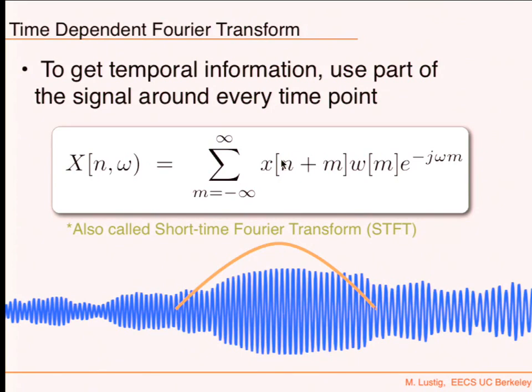So do these windows overlap? In this case, they do overlap, because we're just counting by ones. This is why it becomes a mapping of n and omega. This is also called the short-time Fourier transform, time-dependent Fourier transform, all those versions of something with time and Fourier transform and shift. Pick your favorite one.